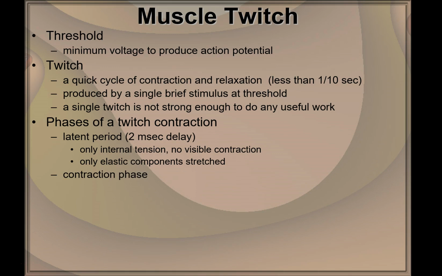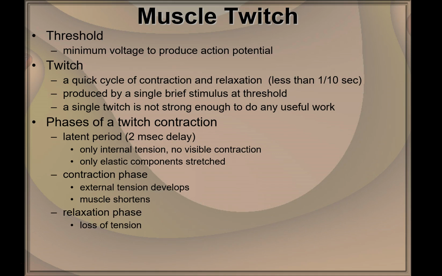Then we get into the contraction phase where the external tension develops. We actually start to see the muscle shorten. And then always the end is the relaxation phase, the loss of tension. Muscle returns to its resting length. With that, we have the calcium returning to the sarcoplasmic reticulum where it's held there by what? Calsequestrin.